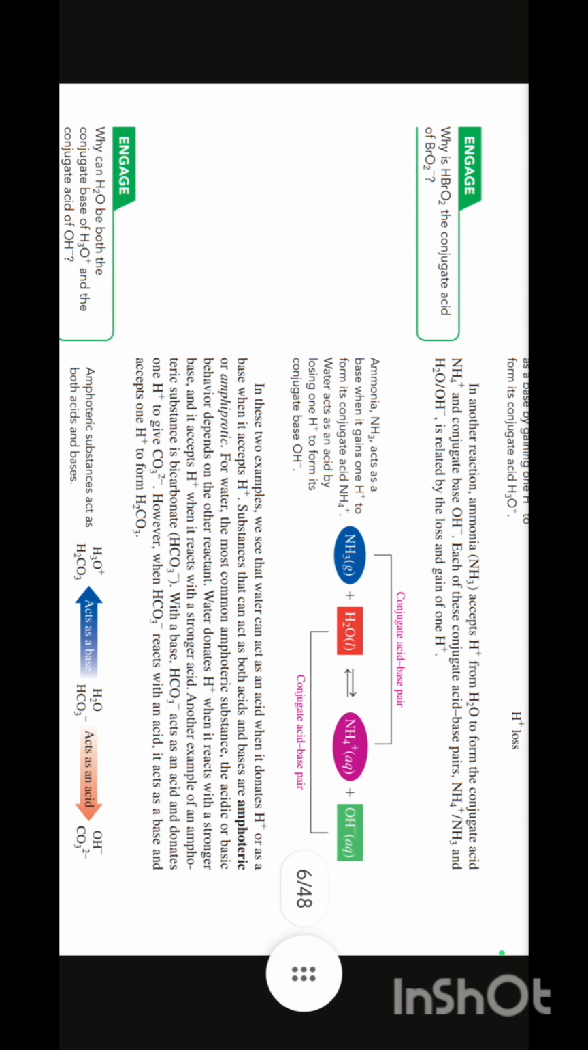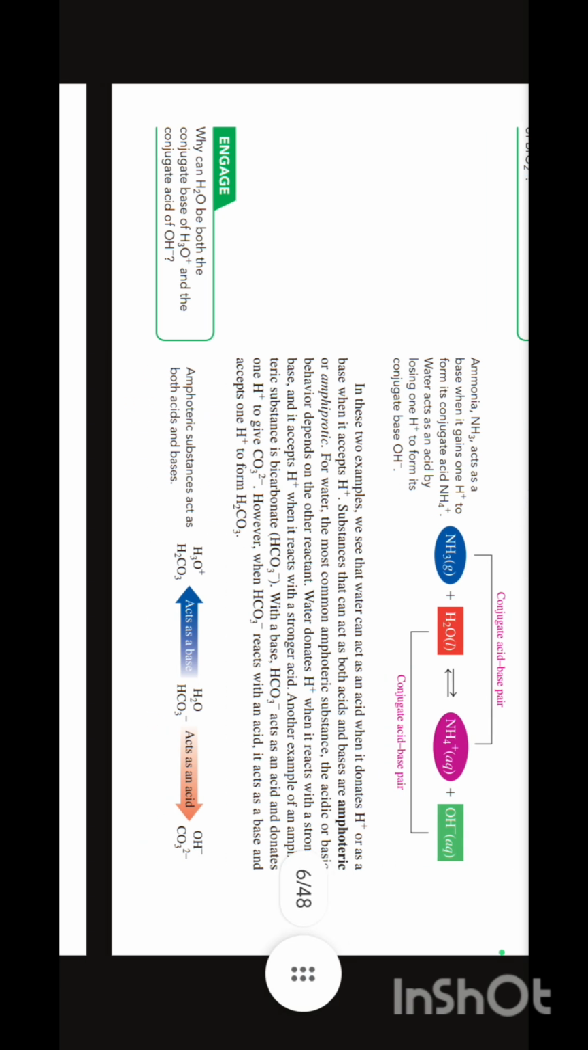In these two examples, we see that water can act as an acid when it donates H+ or as a base when it accepts H+. Substances that can act as both acids and bases are amphoteric or amphiprotic. For example, water is the most common amphoteric substance. That acidic or basic behavior depends on the other reactant. Water donates H+ when it reacts with a stronger base, and it accepts H+ when it reacts with a stronger acid.